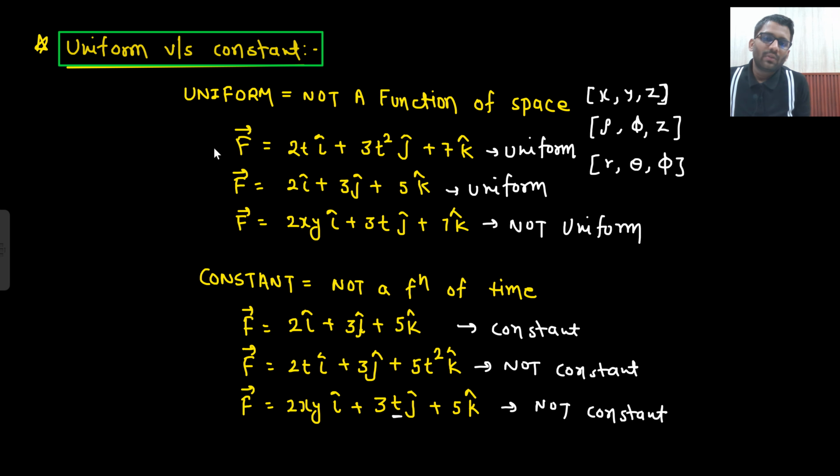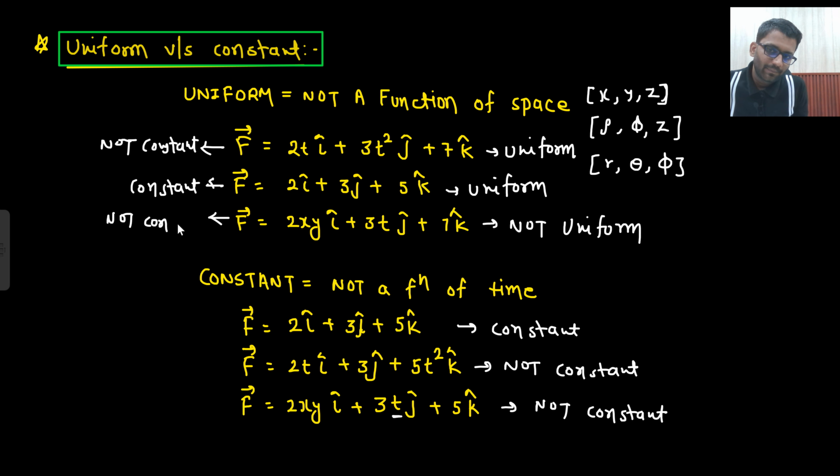Okay. Now let's talk about this. Is this constant? No, because it is a function of time, so not constant. Is this constant? Yes, it is constant. So it is uniform and constant as well. What about this? Is it uniform? No. Is it constant? No, because this is a function of time here. So not constant. What about this? Is this uniform? Yes, because it is not a function of space. Is this uniform? Yes, this is uniform because it is not a function of space.